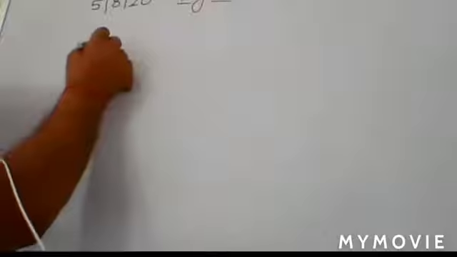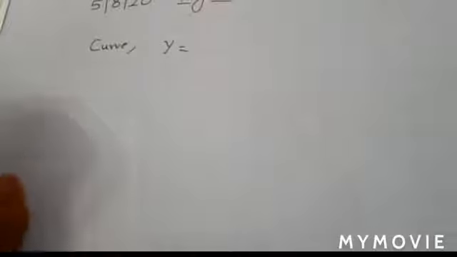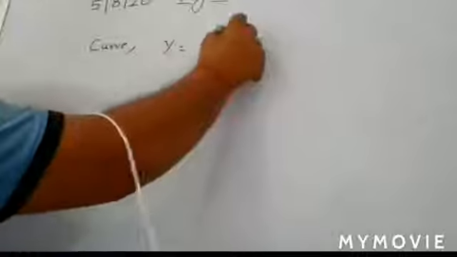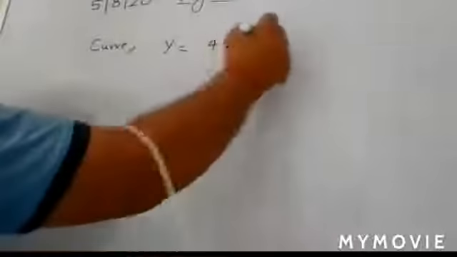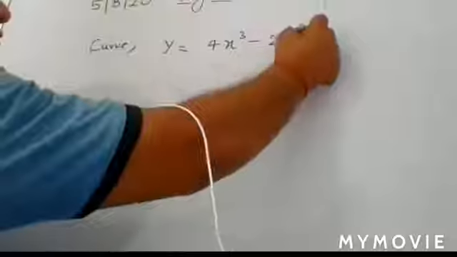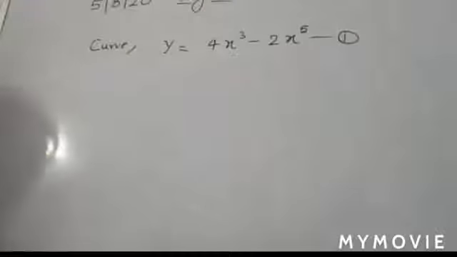Yes, right. For the curve y is equal to 4x cube minus 2x to the power 5, find all points at which the tangent is passing through the origin.